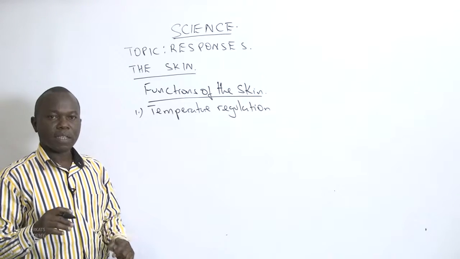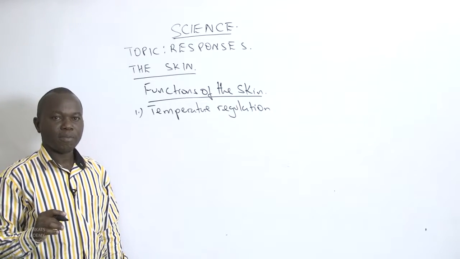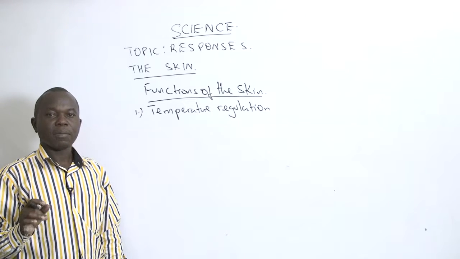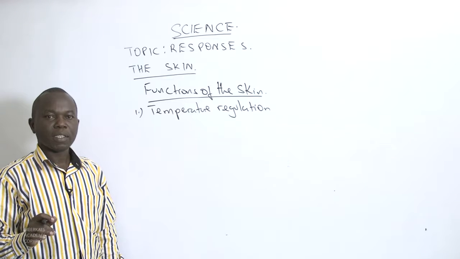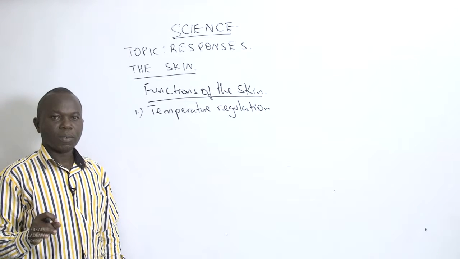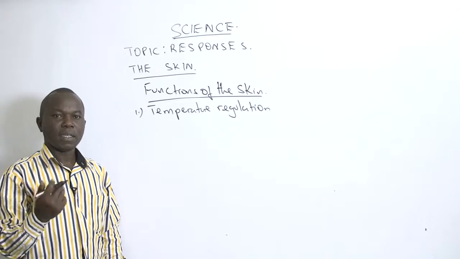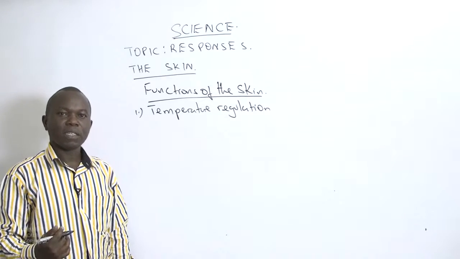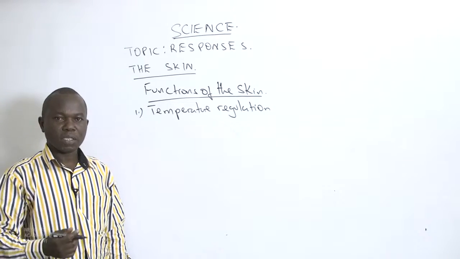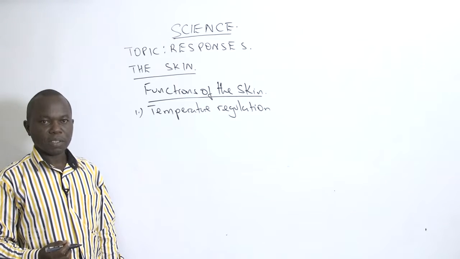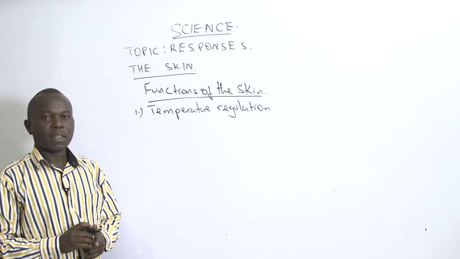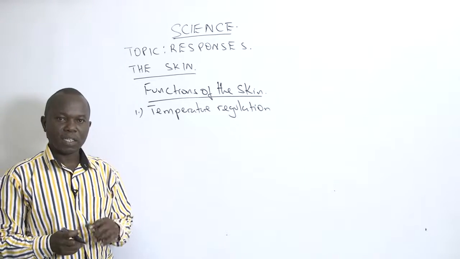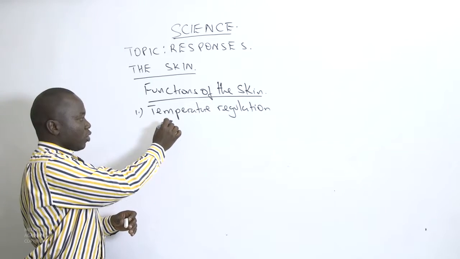For example, under the skin there's high supply of blood capillaries. When it is too cold, what happens? The blood capillaries under the skin are going to constrict. When it constricts, it's going to supply less blood on the skin. When less blood is supplied on the skin, we shall have less diffusion of heat to the external environment. So that process where the blood capillaries constrict so that less blood flows under the skin is called vasoconstriction.